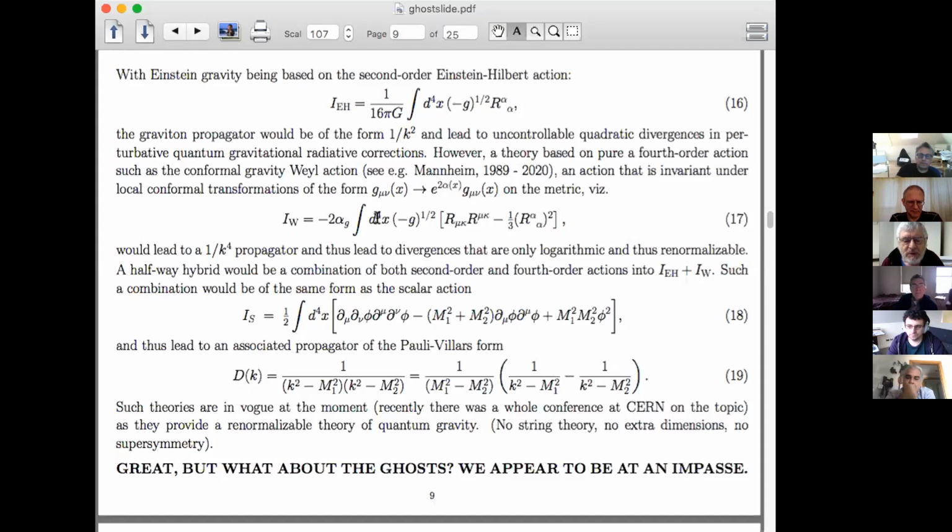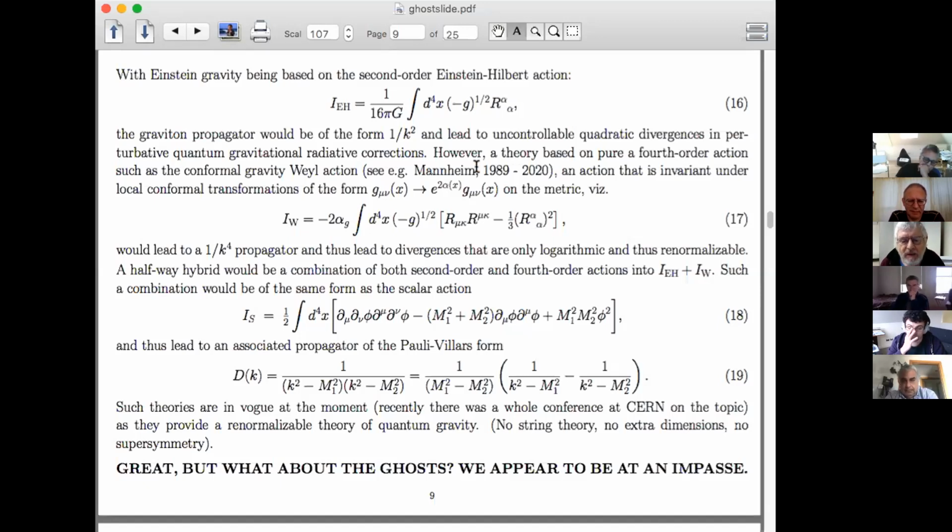Try to reduce the divergence at infinity. For that, you will need, instead of the Ricci scalar, the square of it, because then you have 4 derivatives. And the cleanest version is the so-called Weyl action, in which you demand an invariance under local conformal transformations, and that leads you to an action which is Ricci tensor squared minus a third Ricci scalar squared.